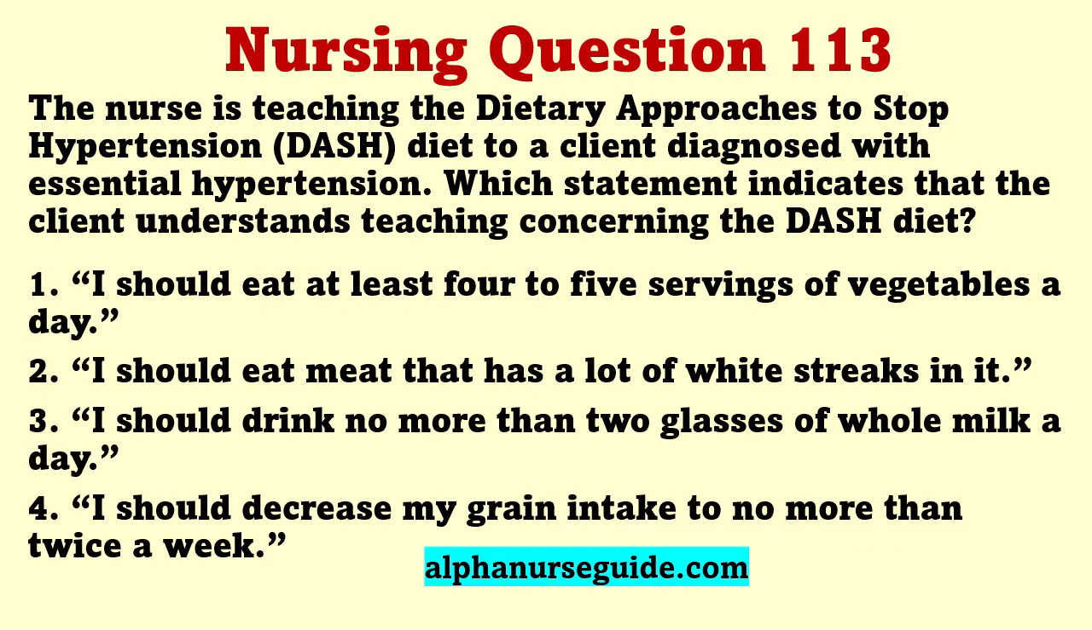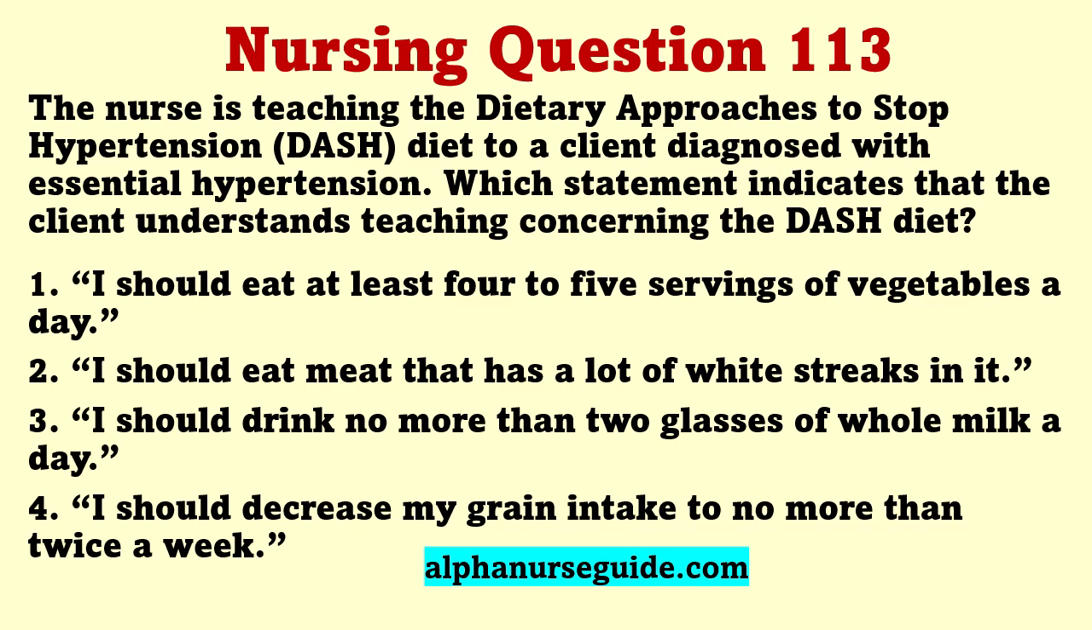The nurse is teaching the dietary approaches to stop hypertension diet to a client diagnosed with essential hypertension. Which statement indicates that the client understands teaching concerning the DASH diet? 1. I should eat at least 4 to 5 servings of vegetables a day. 2. I should eat meat that has a lot of white streaks in it. 3. I should drink no more than 2 glasses of whole milk a day. 4. I should decrease my grain intake to no more than twice a week.